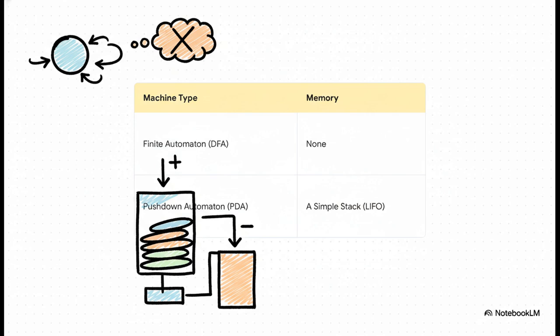Our first machine, the DFA, had 0 memory. The next step up is something called a pushdown automaton, and its upgrade is a simple stack. Now, a stack is exactly what it sounds like. It's a last-in, first-out kind of memory. It's like a stack of plates at a buffet. You can only put a new plate on top, and you can only take the top plate off.